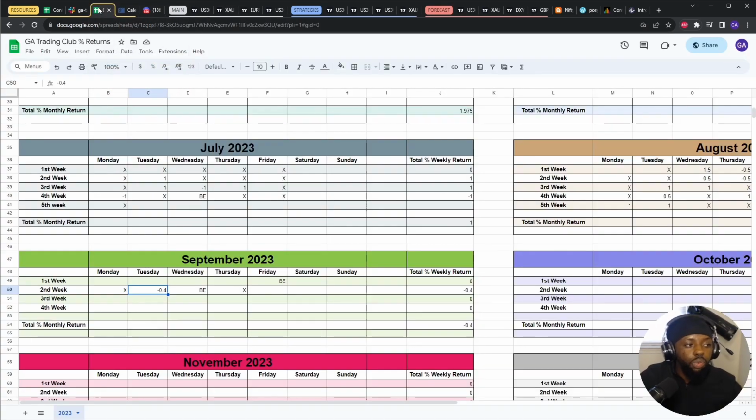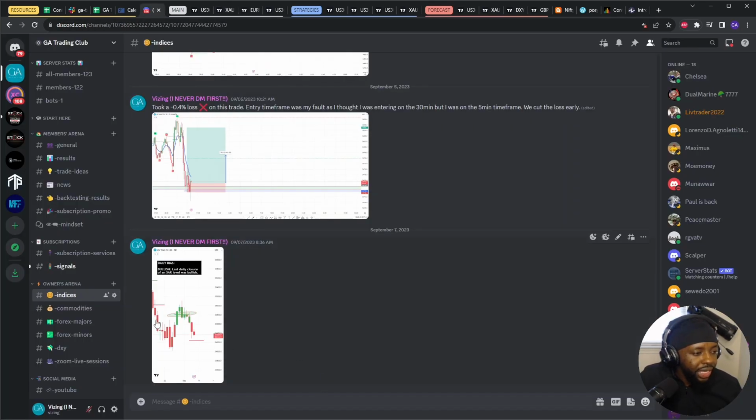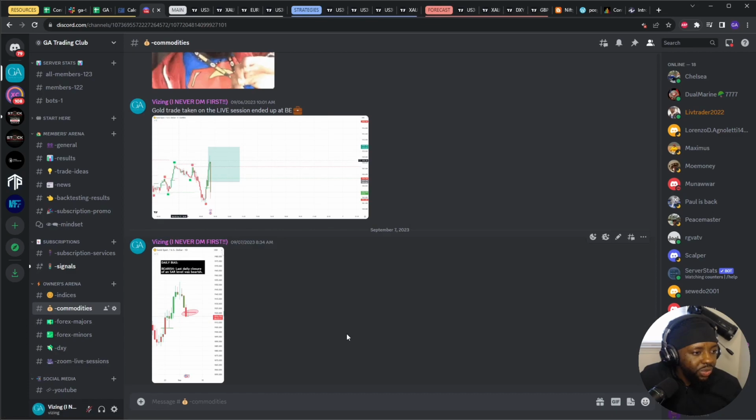So those are the trades we've taken in the first week of September. You can see on Monday we didn't have any trades. Wednesday we had a break-even trade. Let's see what I remember. This trade, this was actually a gold trade. So on Wednesday, this was a gold trade.